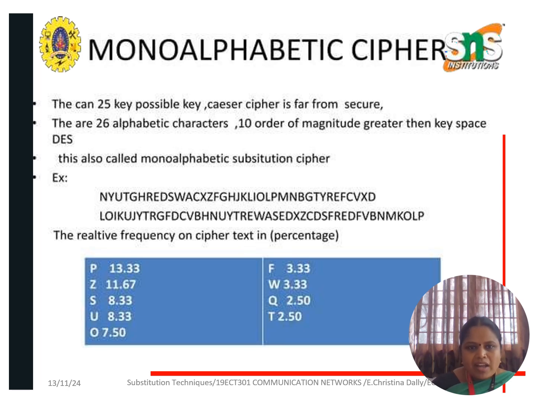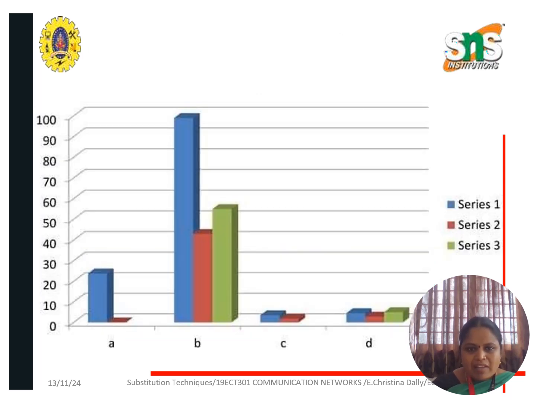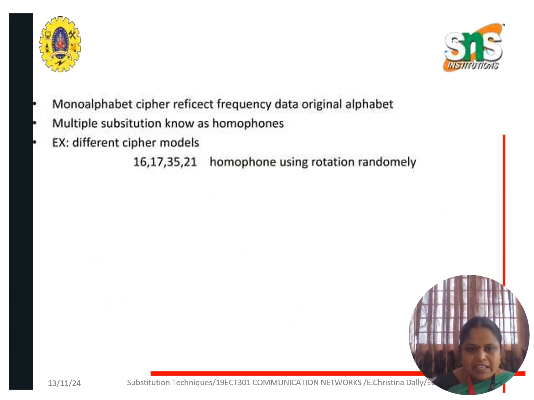The next one is the monoalphabetic cipher. Here we replace any alphabet with another, and 25 keys are possible. At the same time, it will be more secure, since the magnitude of the key space should be greater. We can replace with another alphabet, or with numbers, for example 16, 17, 35, 21. So randomly we can choose any alphabet and replace it with numbers. These are the comparisons of the various substitution techniques.